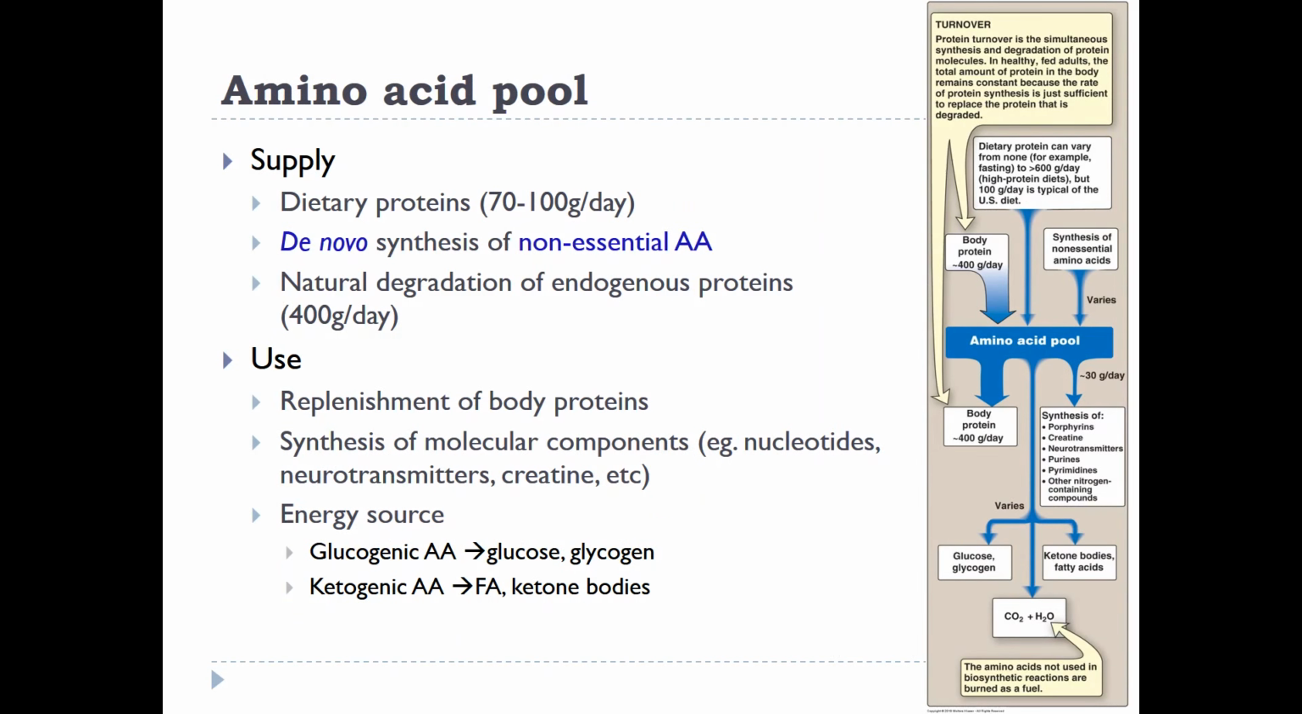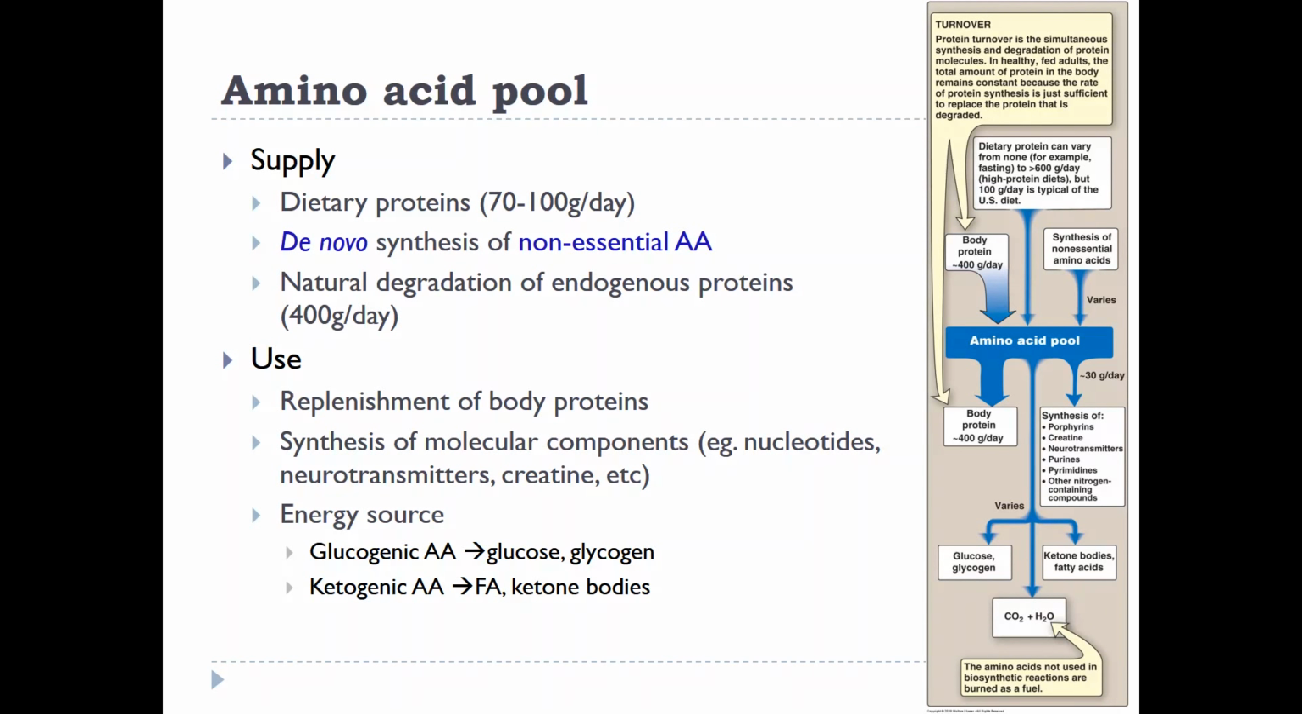Let's see now what contributes to the amino acid pool. We have seen before that dietary proteins are digested down to individual free amino acids, and they contribute a small portion to the amino acid pool, derived from the 70 to 100 grams of proteins ingested daily. Another smaller portion comes from de novo synthesis of non-essential amino acids, because essential ones cannot be produced in the body and need to be imported from foods.